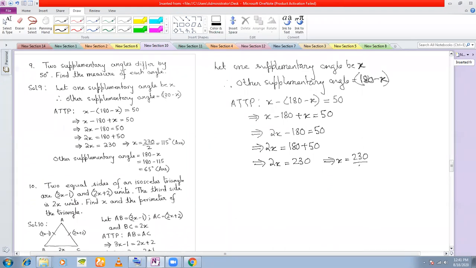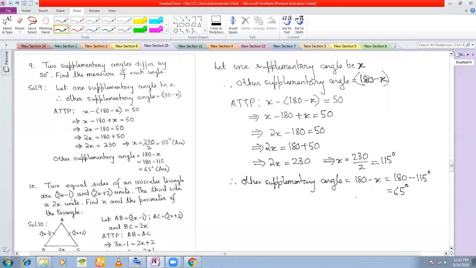That means x is 230 divided by 2, which is 115 degree. So this is one supplementary angle. Therefore, what is the other supplementary angle? 180 minus x, and x we have found to be 115 degrees. So the other supplementary angle is 65 degree.